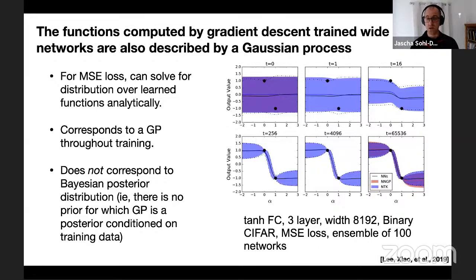I should emphasize, though, that this does not mean that gradient descent is Bayesian. The GP that you get from gradient descent training of randomly initialized wide neural networks is different than the GP that you get for wide Bayesian neural networks. And the GP from gradient descent trained networks does not correspond to the posterior distribution of any well-formed prior.